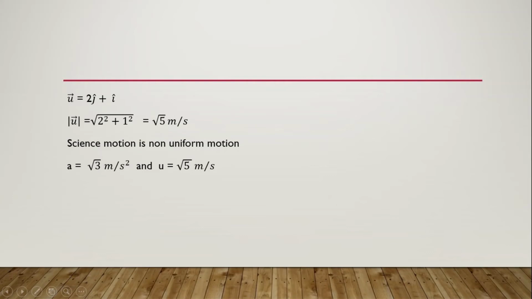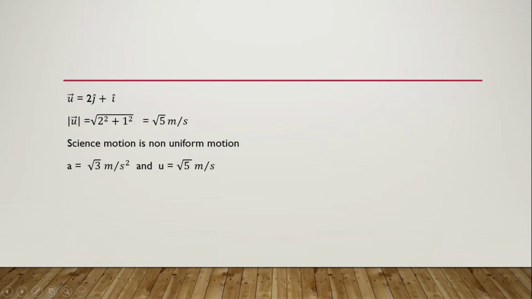And now we know the initial velocity, final velocity, as well as the acceleration. Since acceleration is constant here, we can say that the motion is non-uniform motion. So that's why we just described the motion of the body. The motion of the body is a non-uniform motion. So a is equal to root 3 meter per second square and u is equal to root 3 meter per second. This is our initial velocity and this is our acceleration. Why is the motion non-uniform here? Because acceleration is constant. Therefore, the motion is non-uniform here.